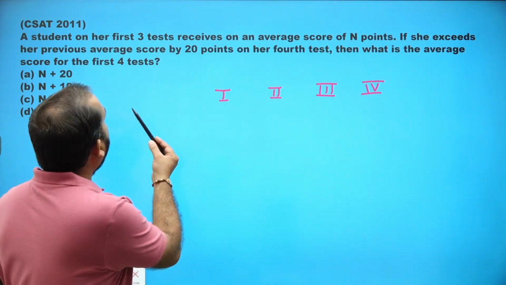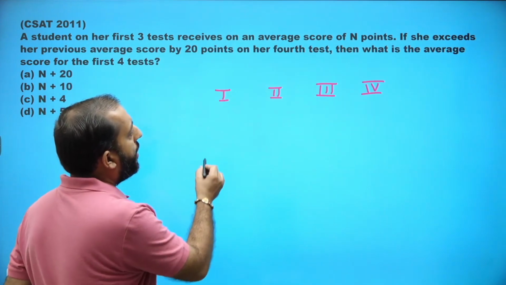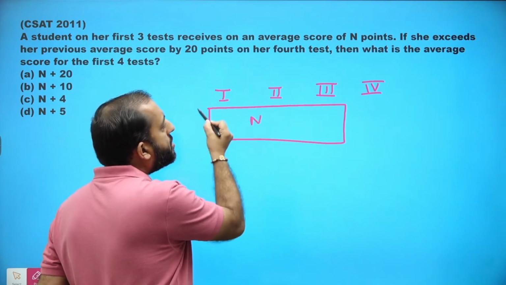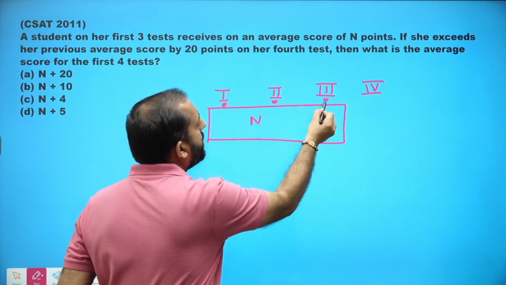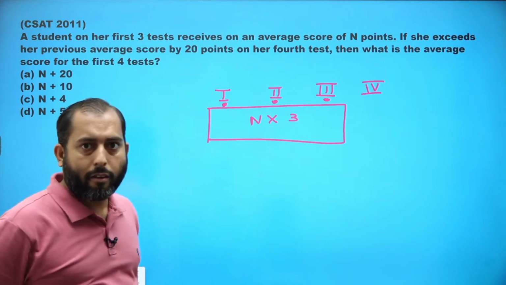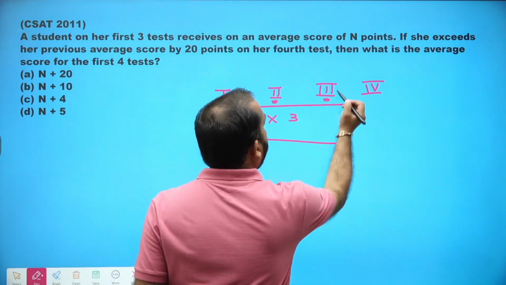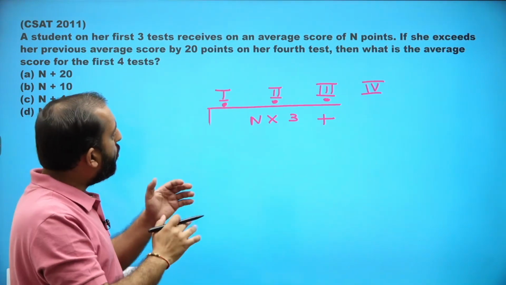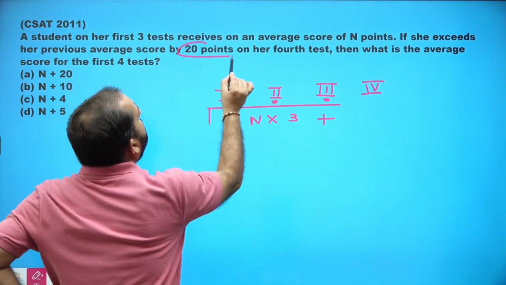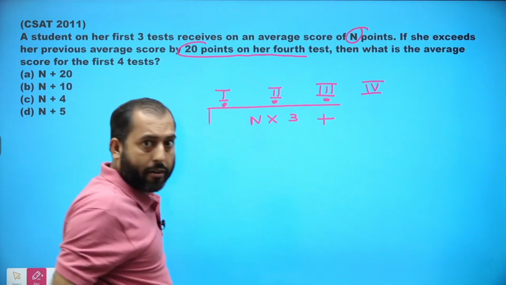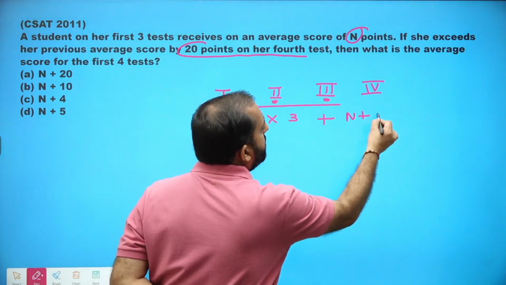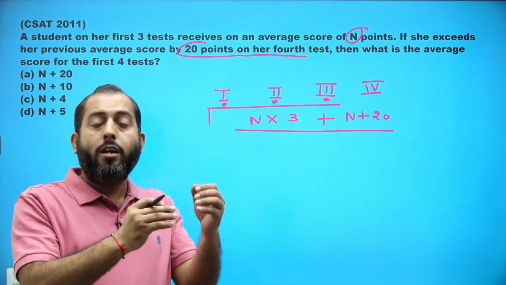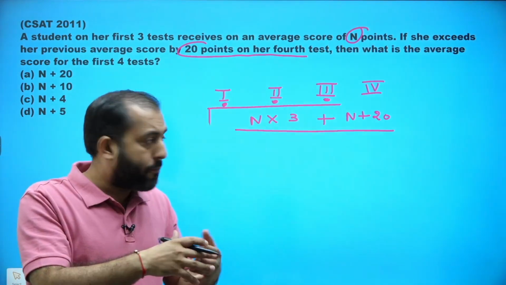Now, a student on her first 3 tests receives an average score of n. So average for first 3 tests is n. So sum of scores for first 3 tests should be n into 3. Right? Now, let's talk about 4th test. In the 4th test, she is getting 20 more points than n. So score of 4th test is n plus 20. Now what is this? This is the total score of 4 tests.